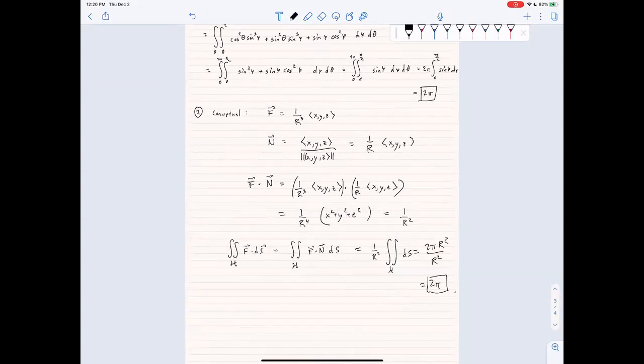No spherical coordinates, no nasty cross product. So sometimes concepts pay off.